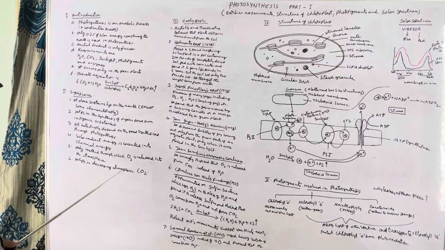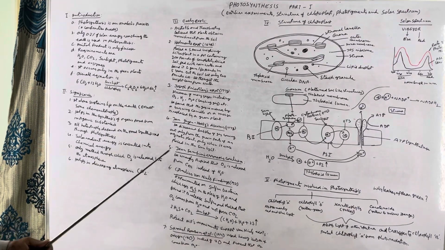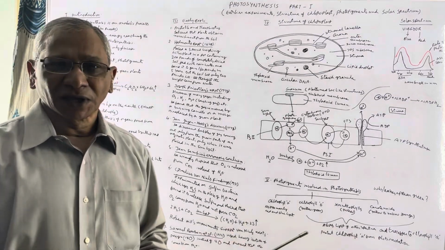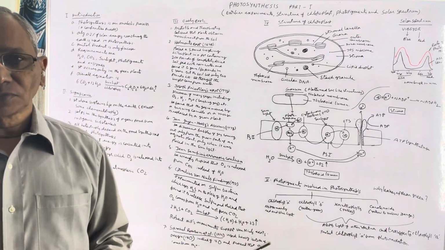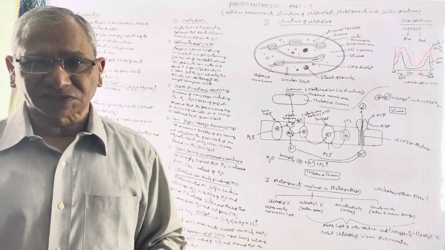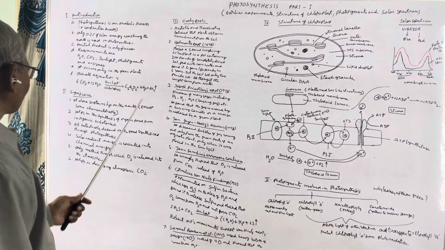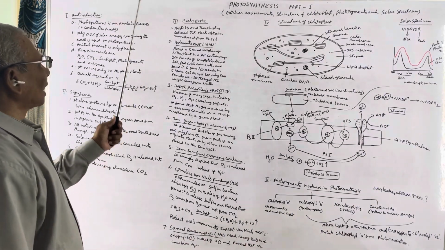Then, in photosynthesis, what is happening? The solar energy, which is a radiant energy, is converted into chemical energy, that is glucose. Then, early experiments.